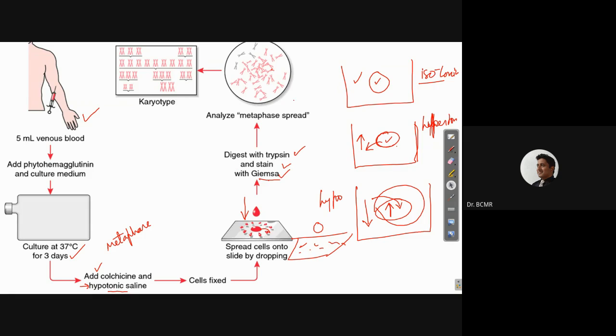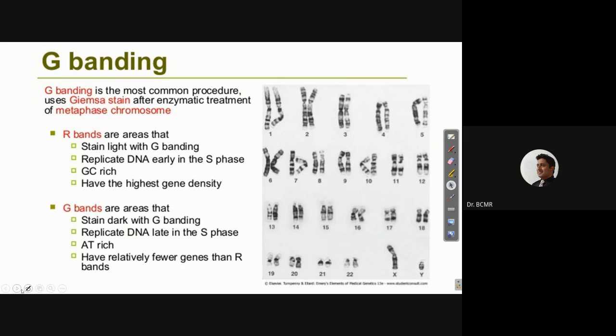Once that is done, they arrange them. Usually they take a picture of it, cut out each chromosome, and arrange them, making pairs of chromosome 1, 2, 3, and so on. If you look at the picture, it looks something like this, where these are the banding patterns, some highly stained, some poorly stained, and we can look at them and figure out if there are any abnormalities.